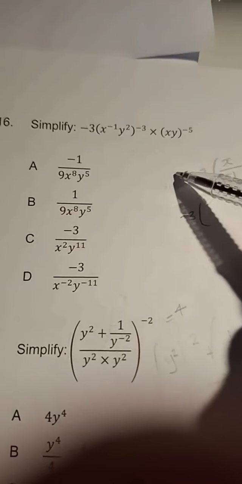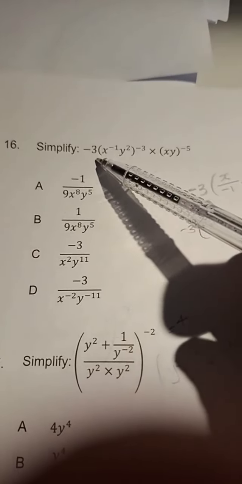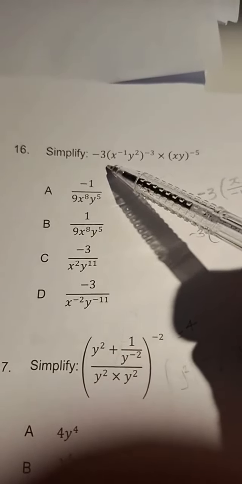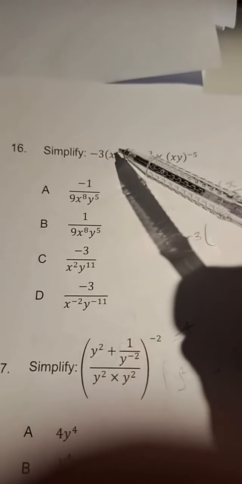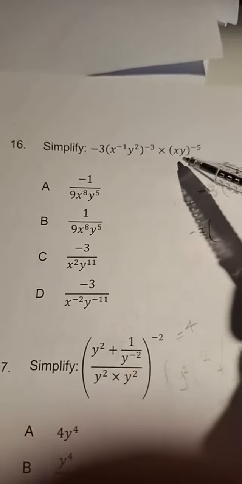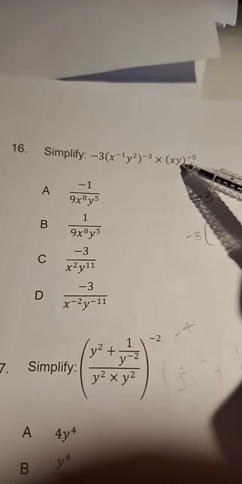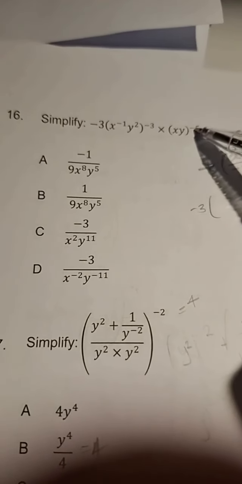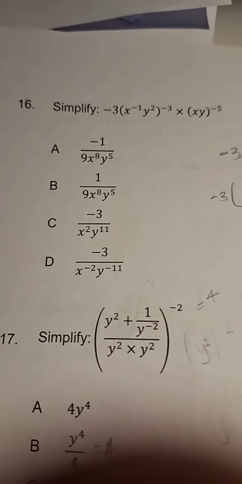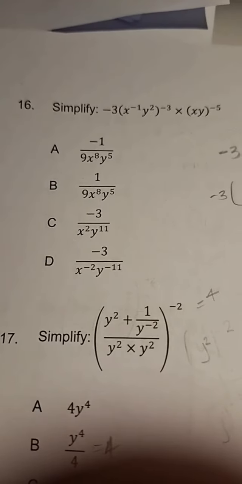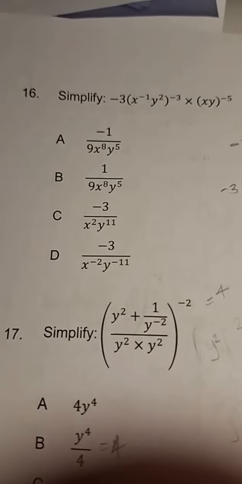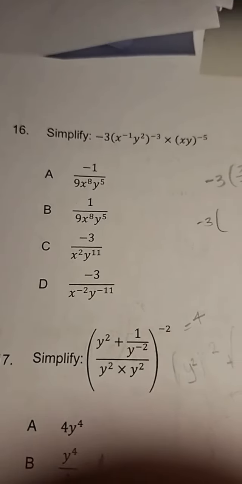Hey, look at this one. Simplify: negative 3, bracket x to the power negative 1 y squared, raised to the power negative 3, times xy, all of it to the power negative 5. Is it A? Is it B? Is it C? Is it D? Okay. So we are going to also do this step by step so that we can see how our answer comes about.